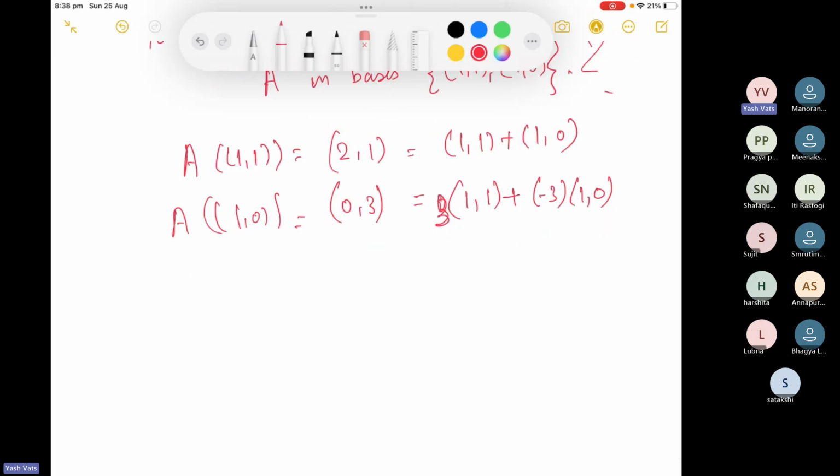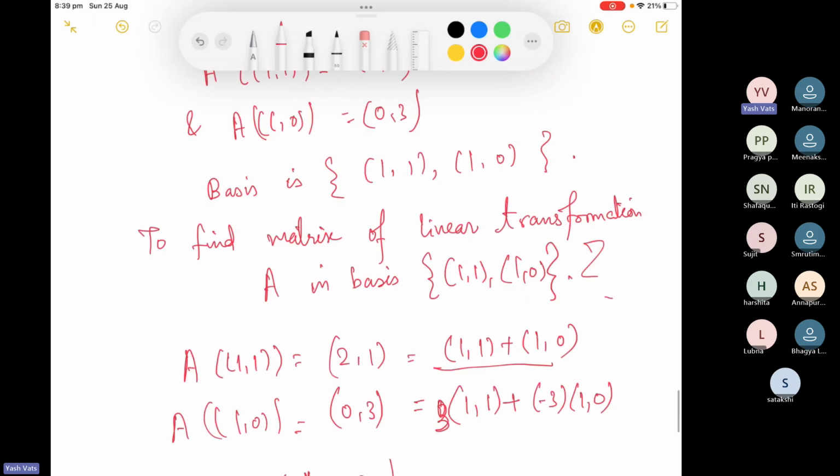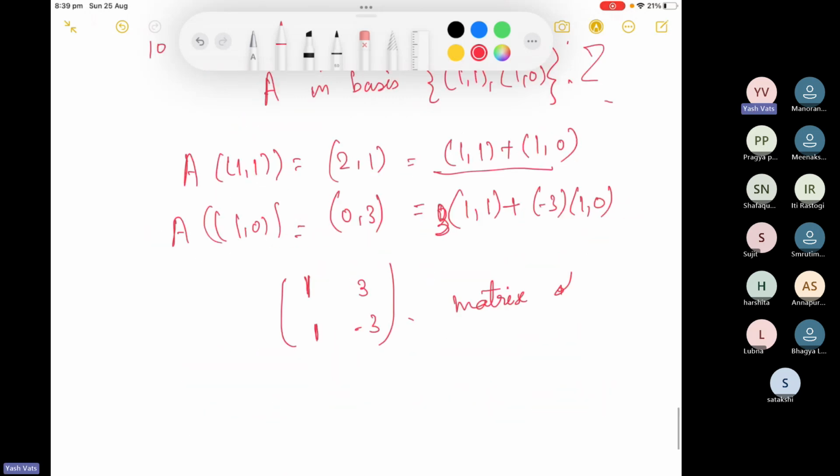So what is the matrix? You just flip the coefficients. In this case the coefficients are 1, 1, and in this case the coefficients are 3, minus 3. So that is your matrix, the matrix of the linear transformation. If you have to find the matrix of a linear transformation, you can use these steps.